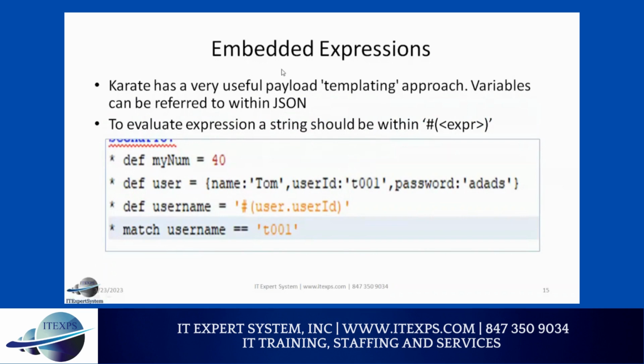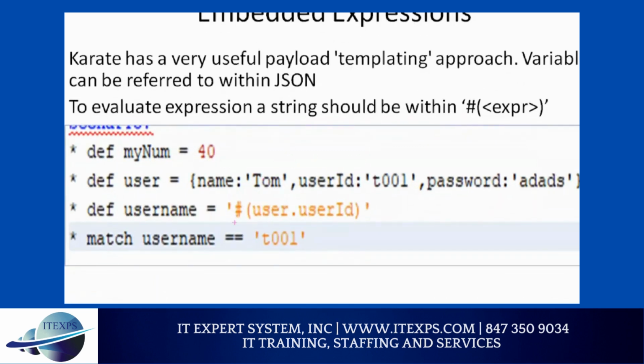There's also something called embedded expressions. So if you want to embed certain expressions, you use this format. You put the pound key and then you put your expression inside a parenthesis. So for example, here, in the username, we want to embed some expression. So we put the pound and then in the parenthesis, you put whatever expression. So for example, this will be evaluated. When I say user.userID, you see the user is here, and then the user ID is here, so it will take this value and put it here. Like in Java, when you have a variable, you use the variable, correct? Same way here, if you want to use the variable and get the value of it, this is how you would use it. Make sense?